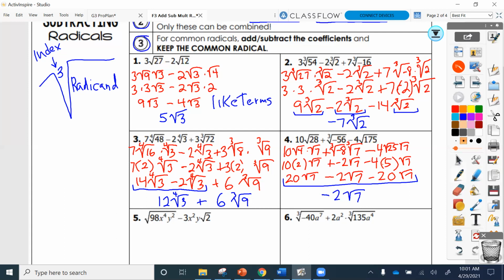Oops, this should all be cube root of 7. Oh, no, they're not. Notice, I'm actually glad I made that little error, because notice this is not the same index as this or this. So let me go back.